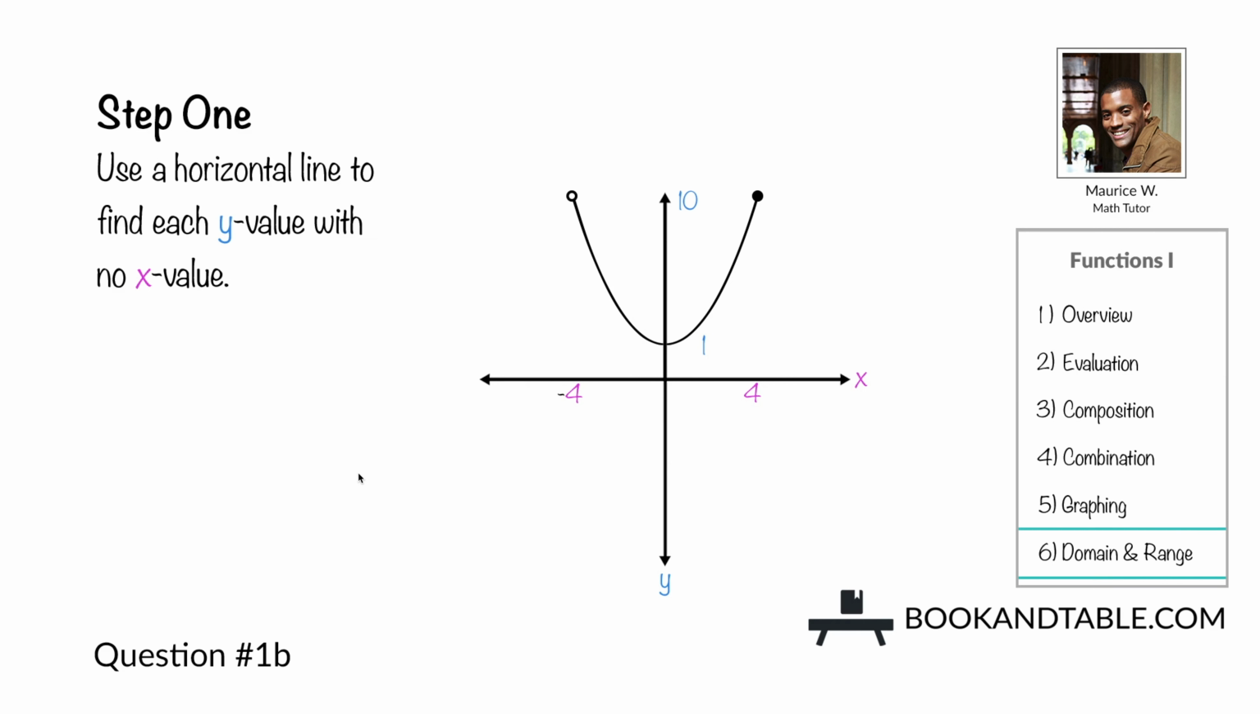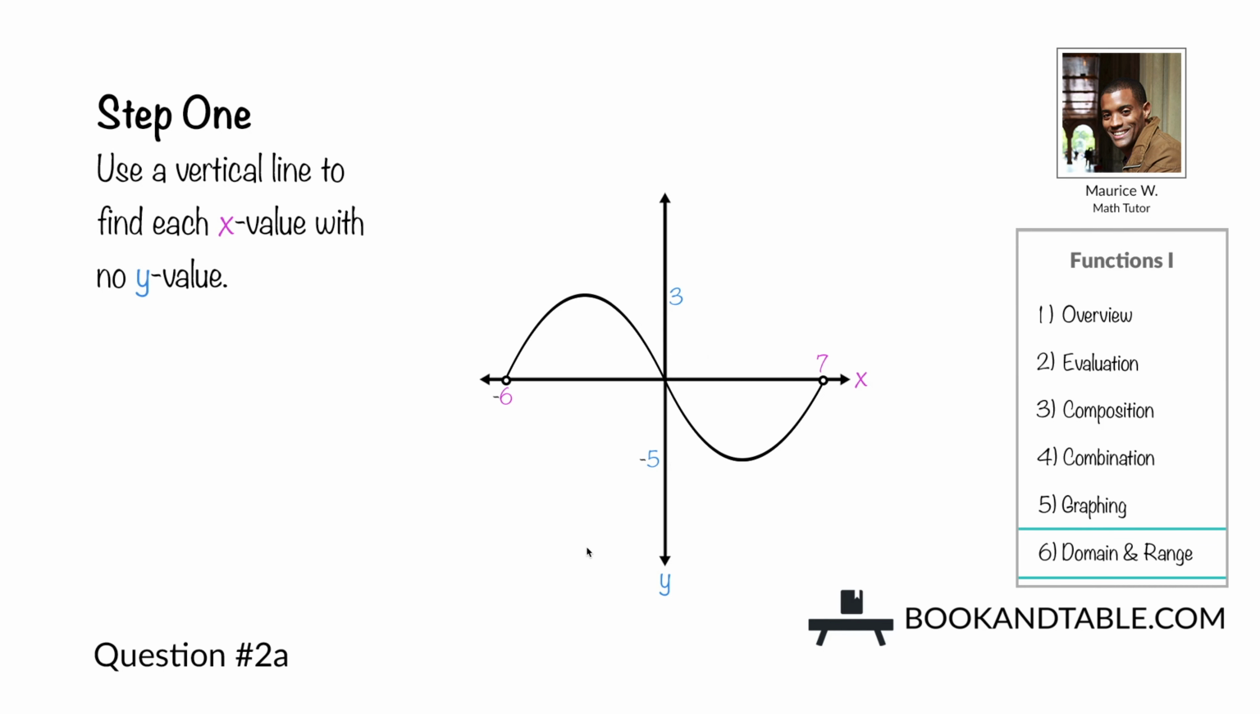Now we want to find the range. So step 1, use a horizontal line to find each y value with no x value. We'll start at the bottom and work our way up. And we see that between y is equal to 1 and y is equal to 10, there is at least one x value for each corresponding y value. So the range would be from 1 to 10 and brackets on both sides, since at 1 we have a value, and at 10 we have a value. So those are the answers for question number 1.